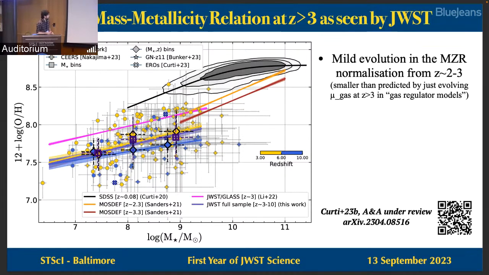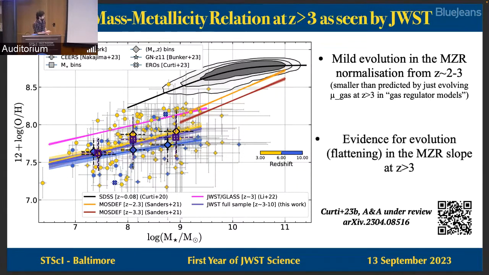One is that we found only a mild evolution in the normalization of the median mass-metallicity relation compared to previous realizations of the same scaling relation at redshift of 3. And this is generally milder than what would be predicted by classical gas regulator models. If you fix all the other parameters and you just evolve, for instance, the gas fraction, you would predict a higher evolution in the normalization than we observe.